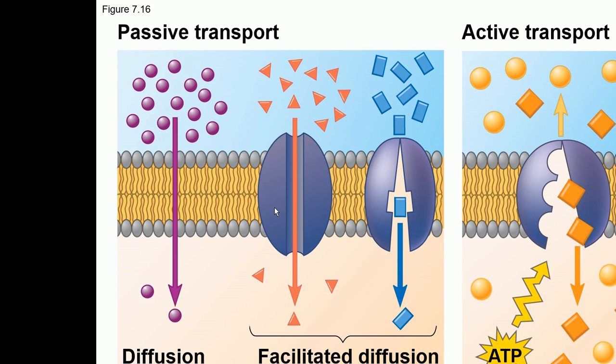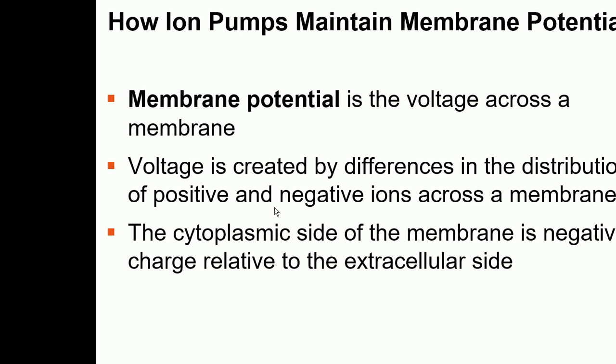There are some terms which we need to know, because the sodium potassium pump and the proton pump are basically transporting ions, and because of these ions there are some charges involved. So let's talk about some of the terms. First of all, what is membrane potential? Membrane potential is the voltage across a membrane. Voltage is created by the differences in the distribution of positive and negative ions across the membrane. So the cytoplasmic side of the membrane is negative in charge relative to the extracellular side.